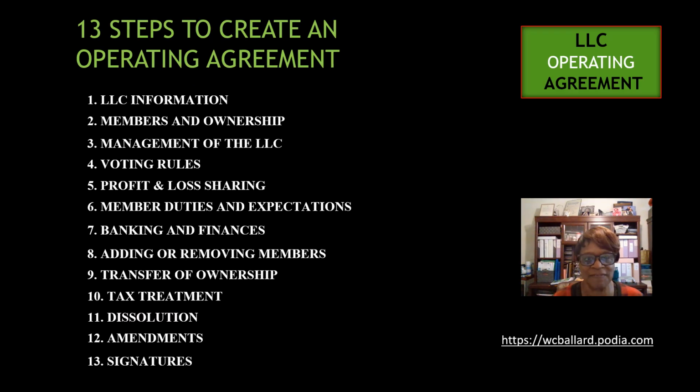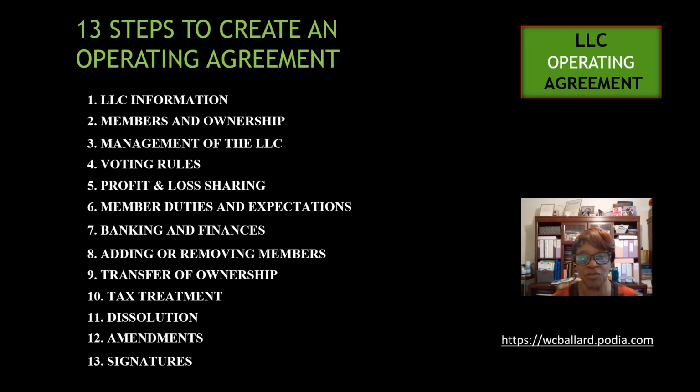Okay, now I've got 13 steps, and that equals 13 sections for my operating agreement. It includes everything you need to operate internally, so that every member involved in your organization will know what the expectations, policies, and procedures are. As you can see, we're going to talk about specifically your information, your membership and ownership.